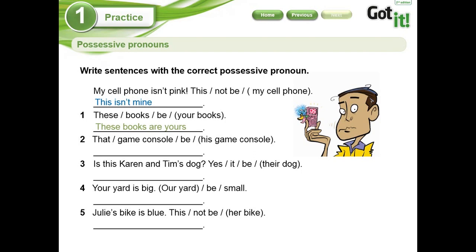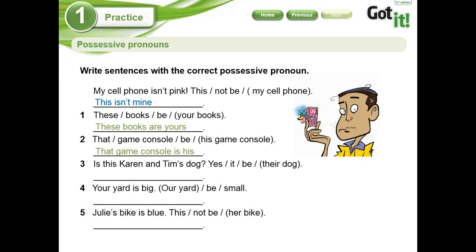Okay, what about number two? Follow the same sequence from number one. Sigue la misma rutina de la número uno. That game console, singular, ¿no? Is his game console. So what's the answer? Correct, very good. That game console is his.